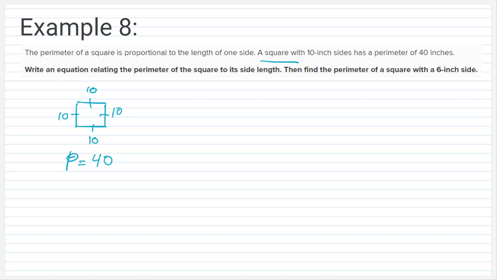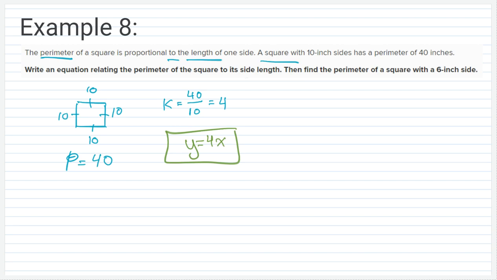So that again is the order in which we're going to divide. So the perimeter to the length of one side. So our k value is going to be equal to the perimeter divided by the length of one side, 10. So 40 to 10. Simplifying this, we find out that our constant of proportionality is 4. And so when I write my equation, which is what's going to help me answer part 2, we're going to have y equals 4x. Okay, so that's part 1.